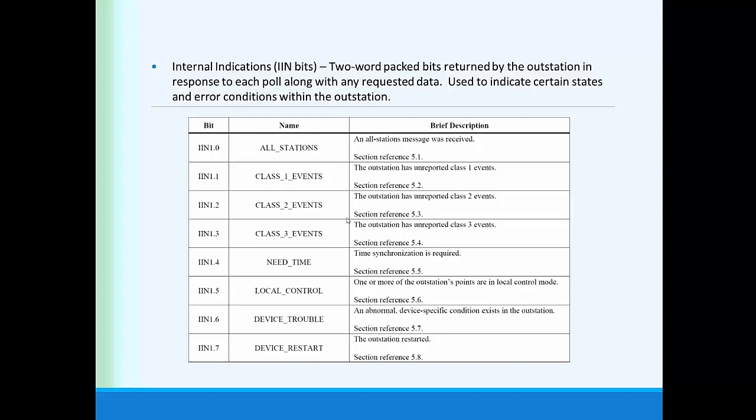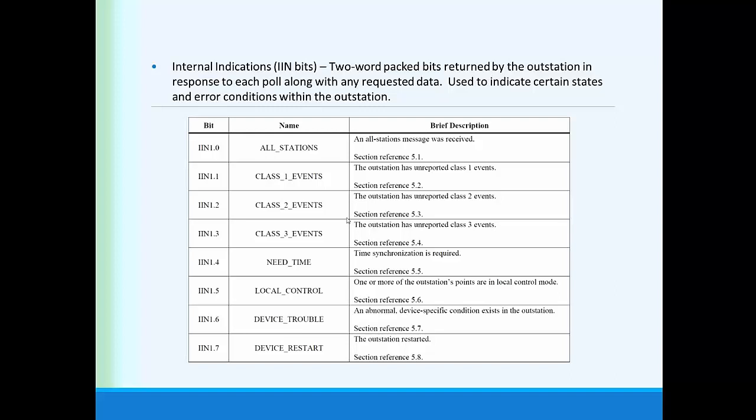It could be polling for integrity polls, which basically means tell me everything that you've got right now, or it could be polling for event polls, where it just wants whatever is of interest that happened in the last 2 seconds. But when the outstation responds to the master, it has 2 words, IIN1 and IIN2, which are packed bits, and all of the bits will be 0 if there's no information that it wants to communicate. But if any one of those bits is set, which bit is set represents what information it wants to communicate to the master. So a very common use of IIN bits is need time.